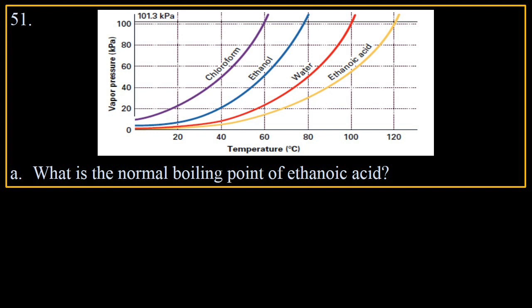What is the normal boiling point of ethanoic acid?